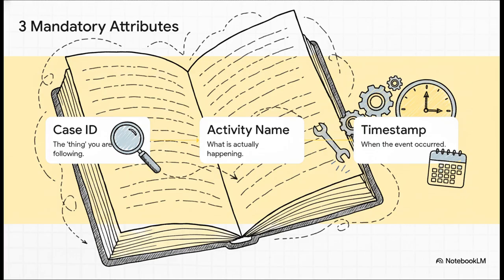Now, for that story to actually make sense, it needs three main characters. These are the three mandatory attributes. I'm talking a case ID, an activity name, and a timestamp. You need all three, no exceptions. Without them, you don't have an event log. You just have a spreadsheet. You literally have nothing to analyze.